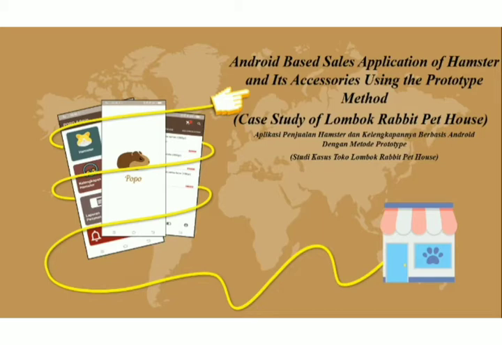My name is Agung Rahmita Illah from the Informatics Engineering Department, Faculty of Engineering, Metode University, with student ID number F1D016007. And in this video, I'd like to present my undergraduate thesis entitled Android-based sales application of hamster and its accessories using the prototype method case study of Lombok Rabbit Pet House.